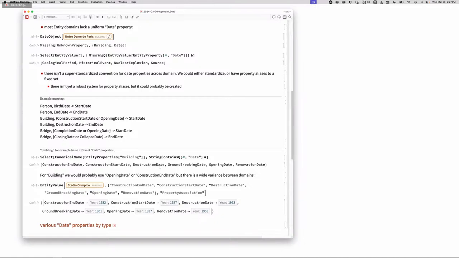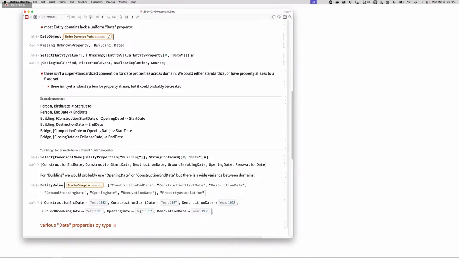You know, this is kind of fine. A worst case scenario is a building that has six different date properties, and they're all different. But yeah, I think that date is 1932. Oh gosh.